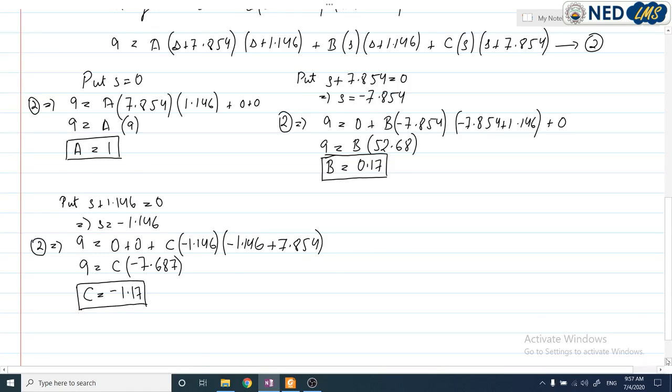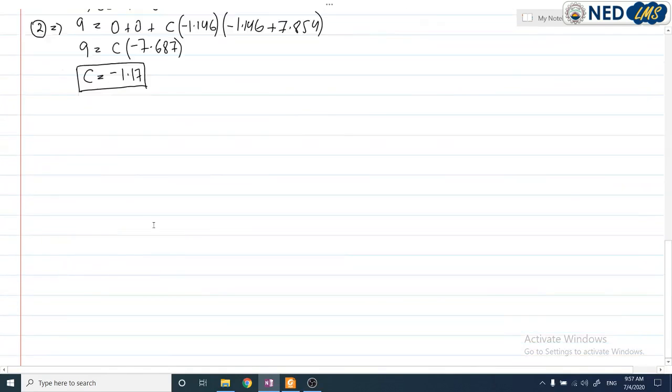So the output response will be C of s equals, the value of A is 1, so it will be 1 upon s, and the value of B is 0.17 upon s plus 7.854, and the value of C is minus 1.17 upon s plus 1.146.